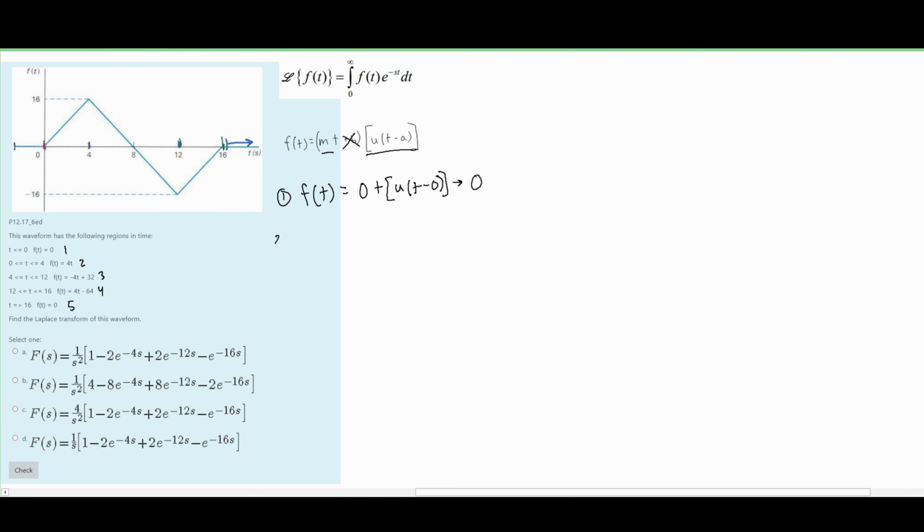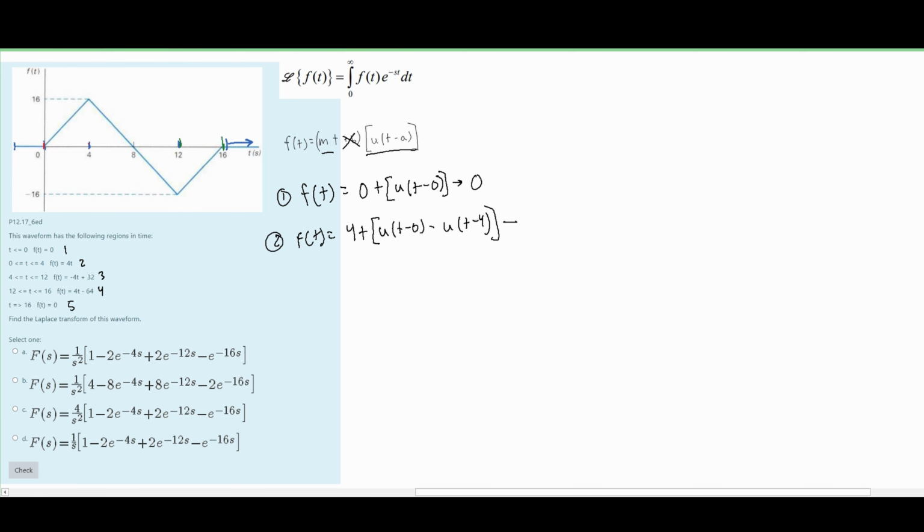For number 2, we have a little bit more to do. So f of t is equal to, we have our slope as 4t, so we're going to plug 4t into here, and then we are going to have our u(t minus 0), and then minus u(t minus 4). And the second u is not included in this equation up here, but if we are adding another point, we have to subtract it, and then we're going to have u(t minus that value). That's just how we would do it.